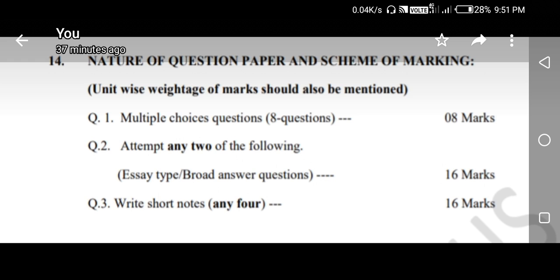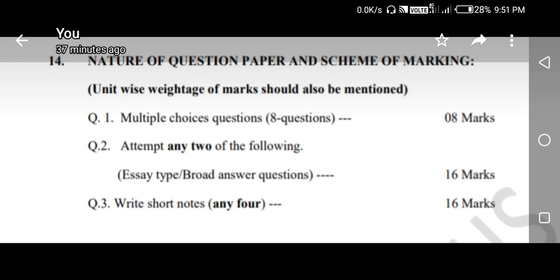Question number 2. Attempt any 2 of the following. This is an essay type question or broad answer question. They will give 3 questions, out of that you have to attempt 2 questions. Each question carries 8 marks. The sum total comes to 16 marks.